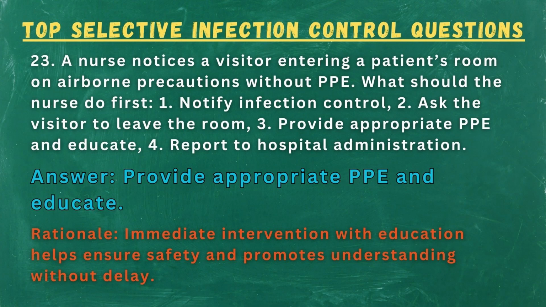23. A nurse notices a visitor entering a patient's room on airborne precautions without PPE. What should the nurse do first? 1. Notify infection control. 2. Ask the visitor to leave the room. 3. Provide appropriate PPE and educate. 4. Report to hospital administration. Answer: Provide appropriate PPE and educate. Rationale: Immediate intervention with education helps ensure safety and promotes understanding without delay.